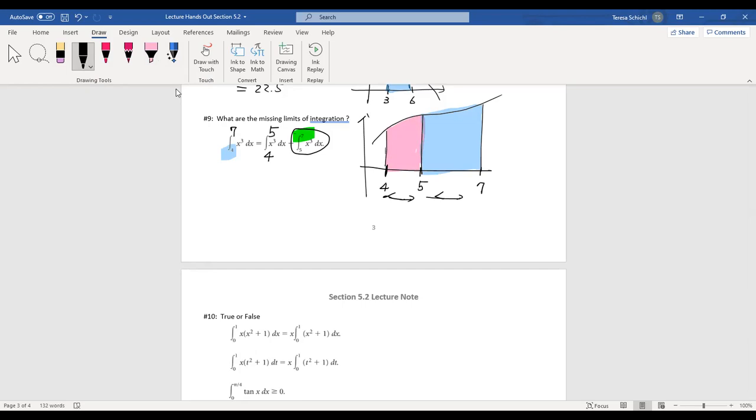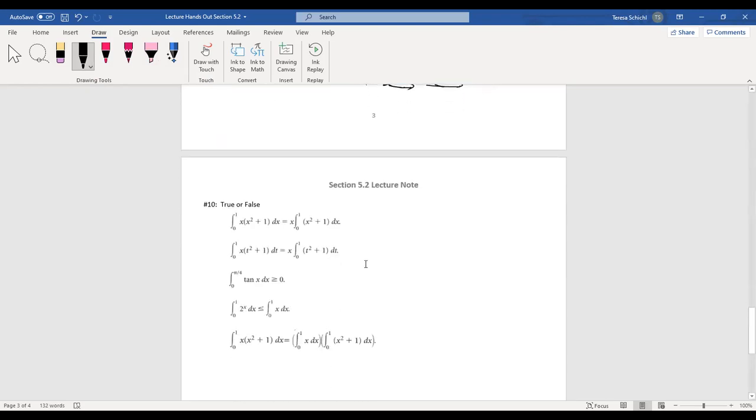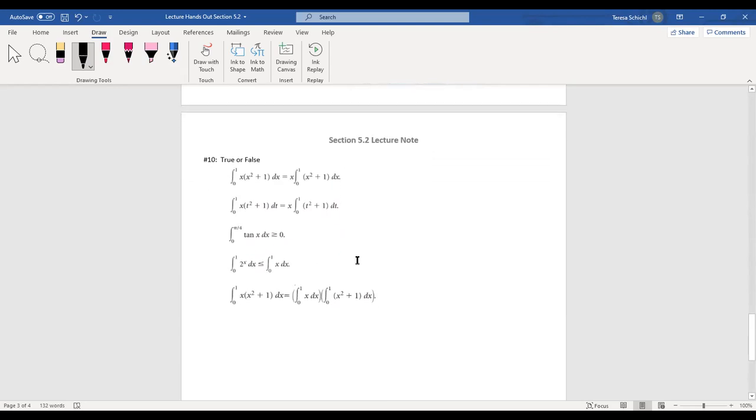Okay, so the last ones here, the true or false, this is a very good concept, right? All right, let's take a look at the first one. The first one here is x times x squared plus 1, and they say, hey, I can take the x out. Is this true or false? This is false.